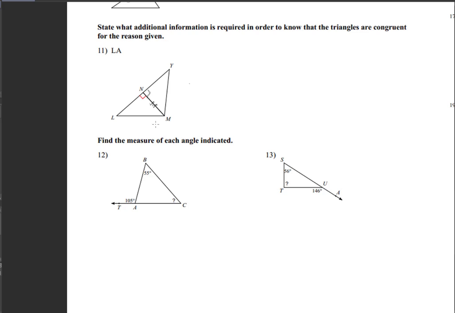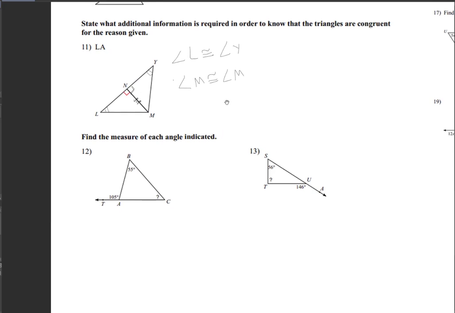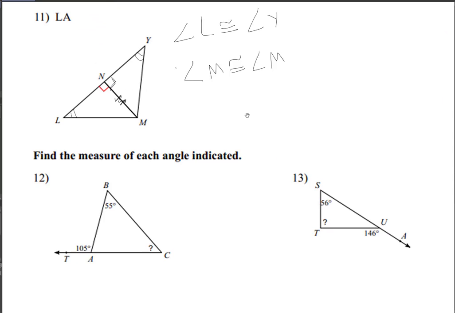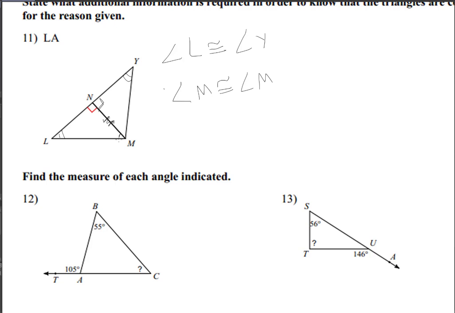So which one is it? The answer is it could be either. I could have this one congruent to this one. If angle L is congruent to angle Y, that would work. Also, by the way, if angle M is congruent to angle M, that would also work. I just want you to see how that works. If either of those were congruent, then I would also know. All right, that makes sense.